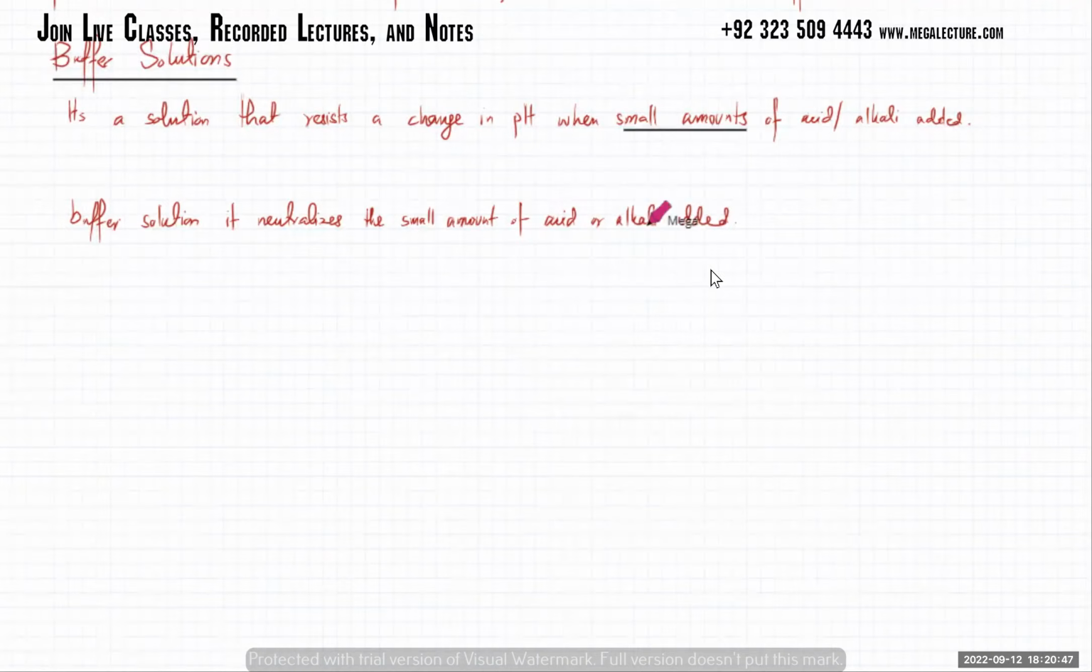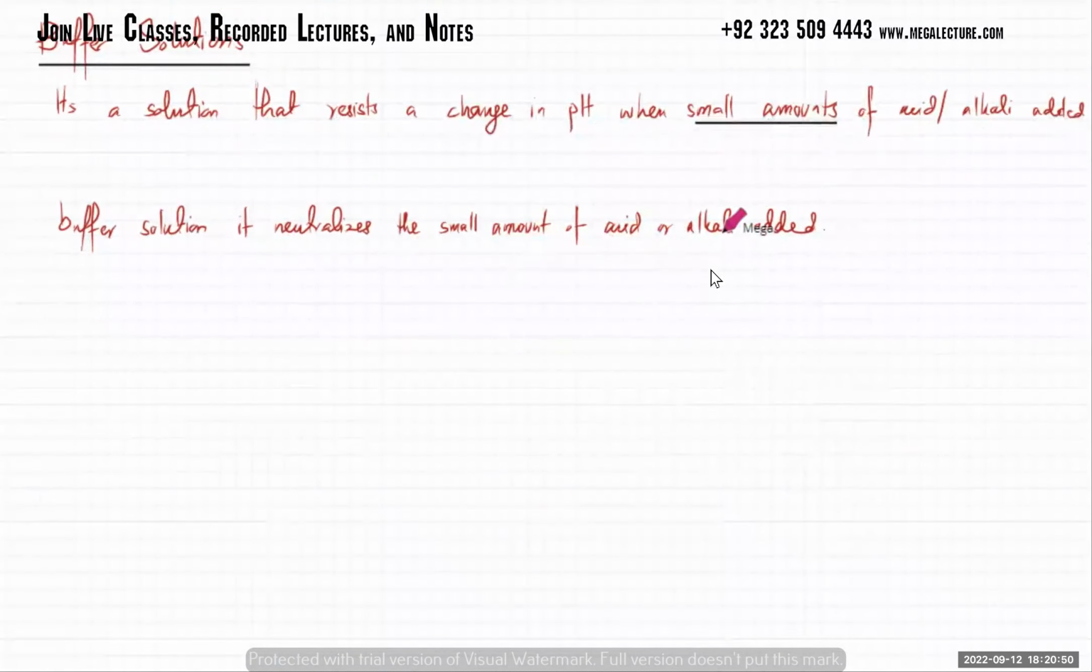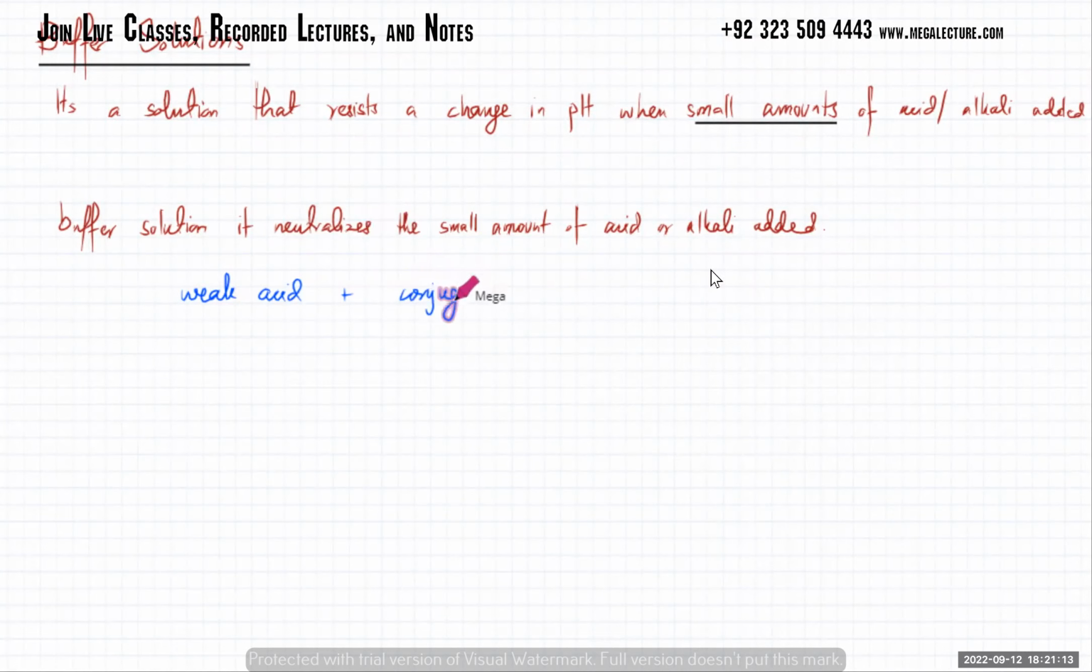So how do you make a buffer solution? It's a solution that's made up of a weak acid. You need two things for this. You need a weak acid plus the conjugate base of the same weak acid. Conjugate पूरा लिख लेते हैं. Conjugate base of the weak acid.